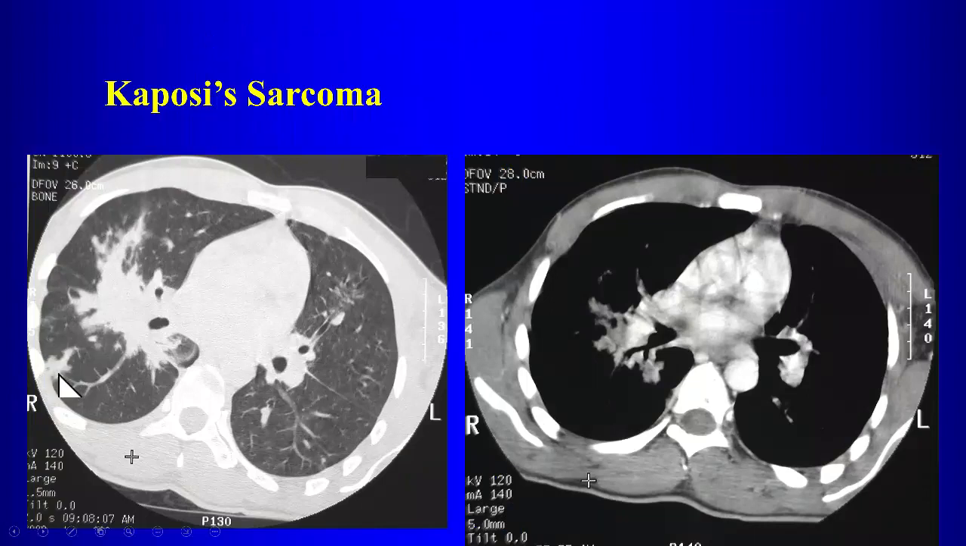Right? So these irregular edges kind of look like, I guess, flames. So they're called flame-shaped lesions.